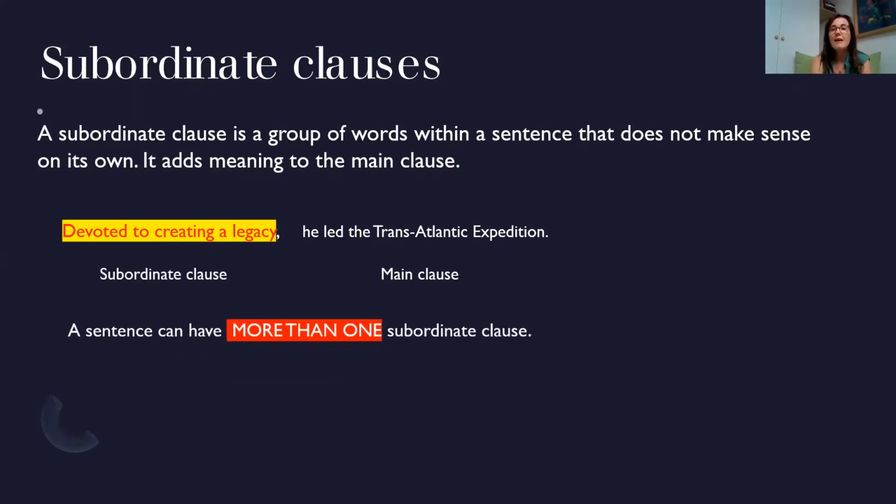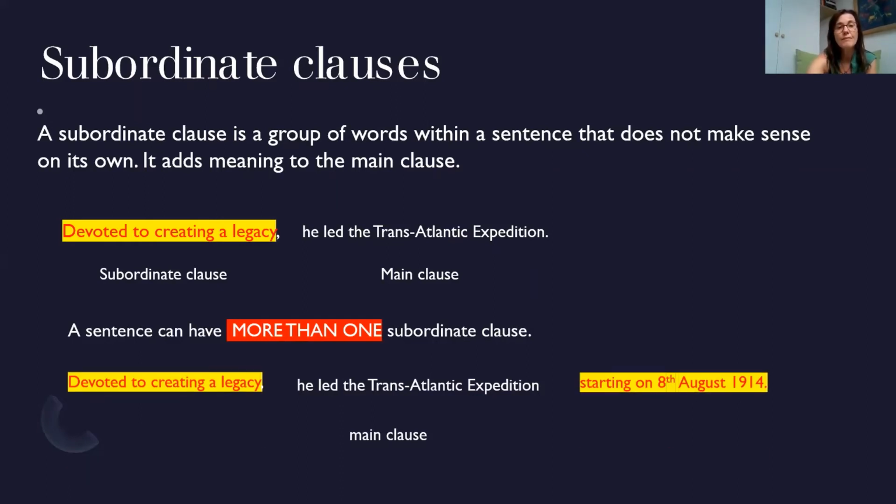A sentence can have more than one subordinate clause. So let's look again. He led the transatlantic expedition. That's the main clause within the sentence. Then we've added a subordinate clause at the beginning and a subordinate clause at the end. So: devoted to creating a legacy, he led the transatlantic expedition starting on the 8th of August 1914. So those are the subordinate clauses.